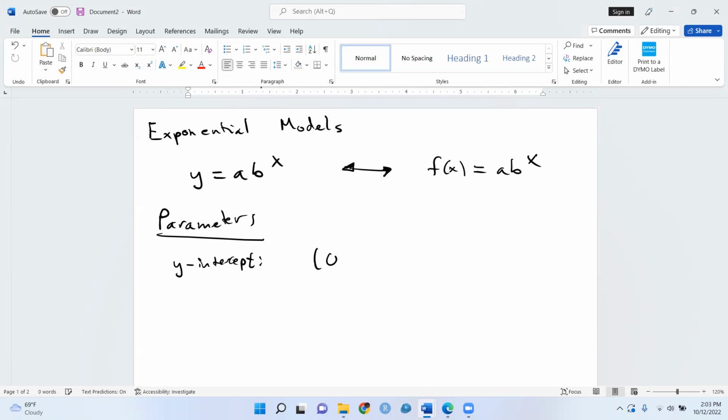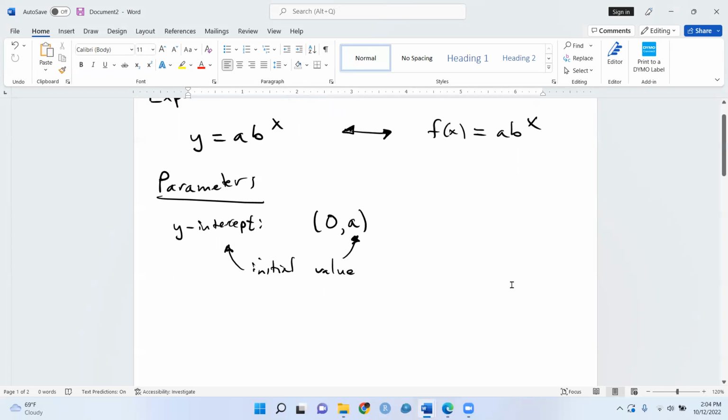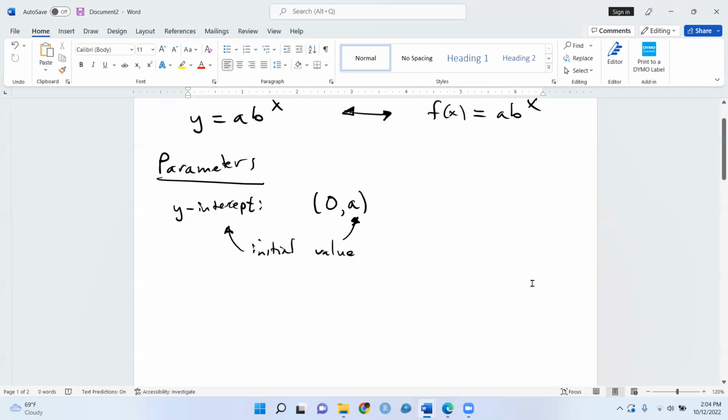And that's the point (0, a). And what we really mean by y-intercept in context is it's the initial value. That's what this a is. So when we're interpreting things, we're like, hey, at time 0, this is how much stuff there was. But the other parameter is this b, and it is wonky.